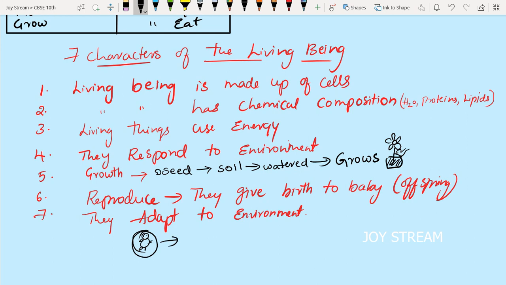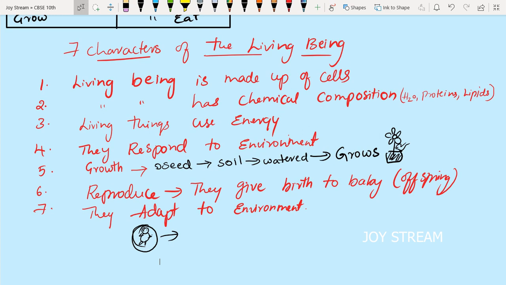When your mom gave birth to you, you came outside of your mother's womb. So when you come out, it is different from the environment in the womb. When compared to the outside environment, the environment in the womb is different. So you have to adapt. You have to habituate to the environment outside. So slowly you get adapted to the environment. This is adaptation to the environment. Okay, fine.